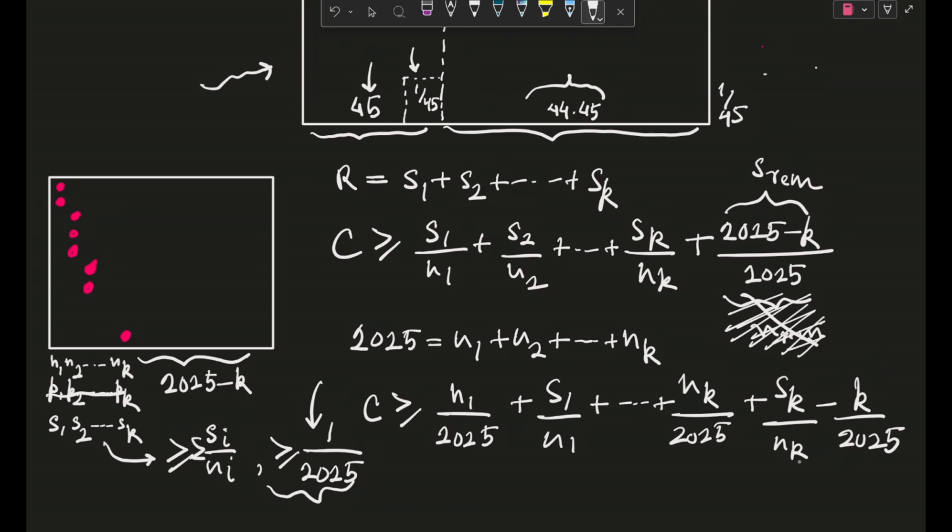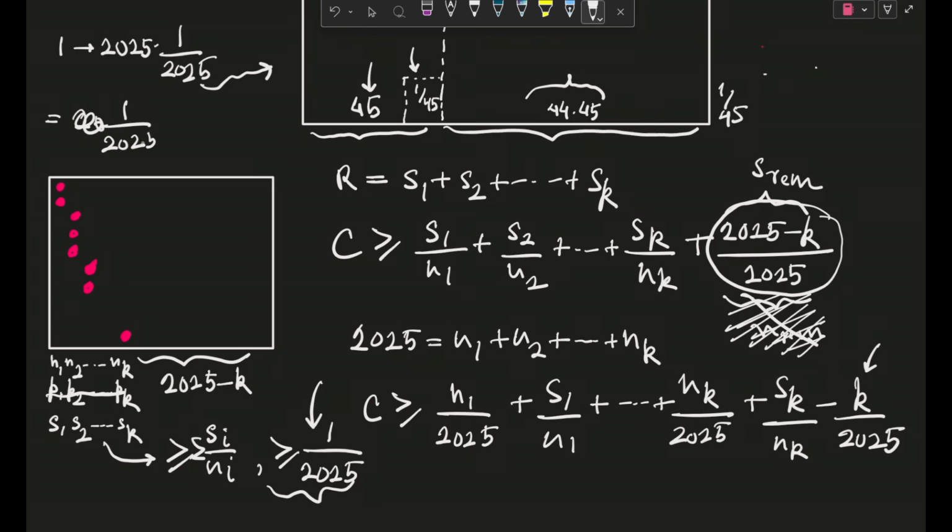This came basically because I split this particular thing as 1 minus K by 2025. You can see your K by 2025 here, and for that 1 I wrote it as 2025 into 1 by 2025. After that, 1 by 2025 remains, and in place of 2025 I write n1 plus n2 up till nk, and then I open up the bracket. So that's what you are getting. Okay, I hope no confusions.